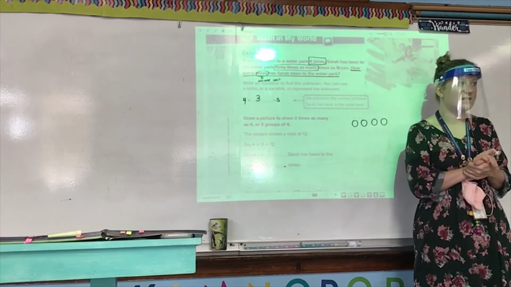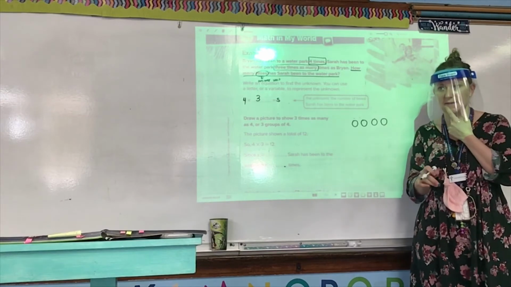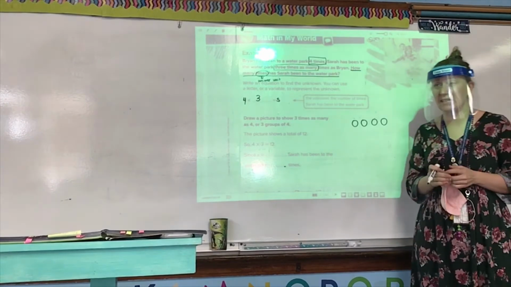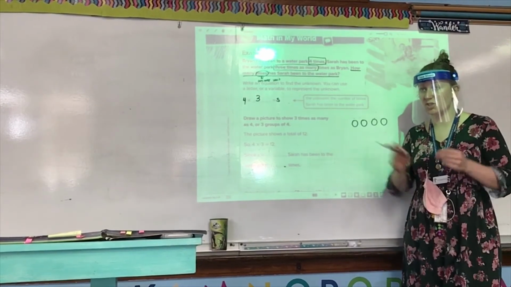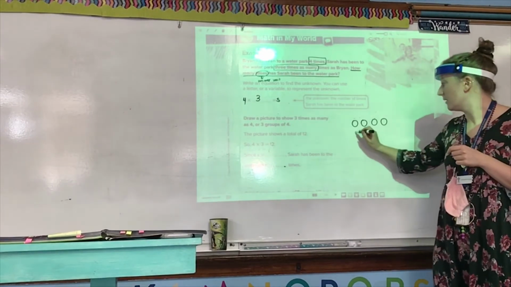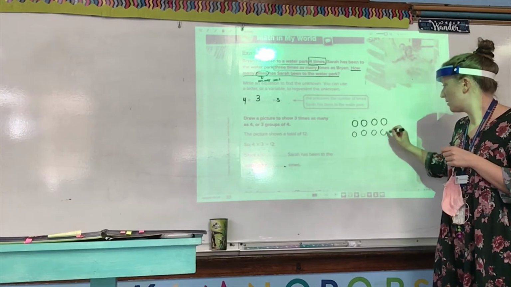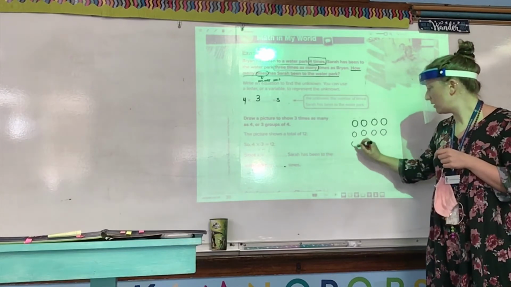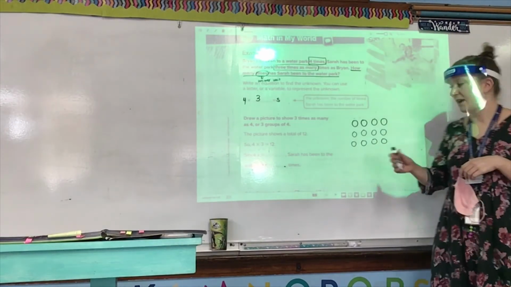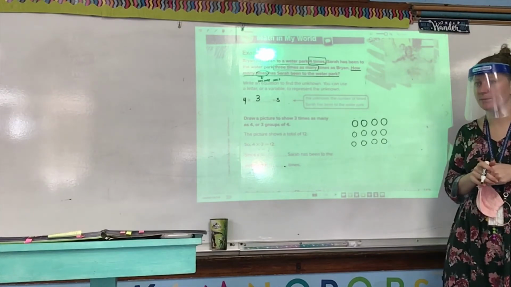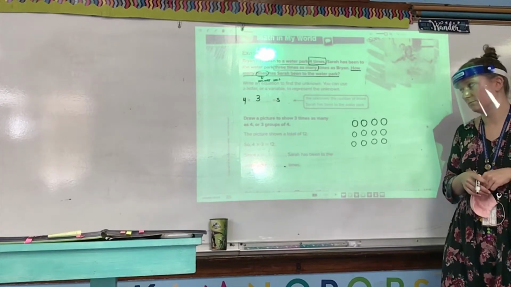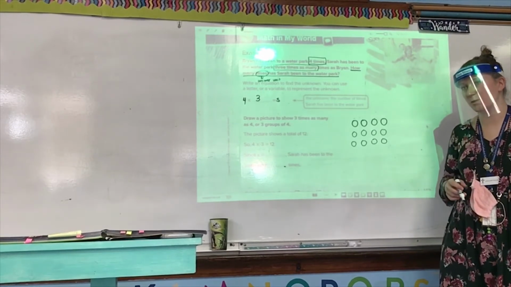How many times more has Sarah been than Brian? How many times more has Sarah been to the water park than Brian? Kingston? 3. Sit up, please. So how many times am I going to repeat Brian's times to show Sarah's? 3. So here's my first group, my second group of 4, and my third group of 4. How many counters do I have, Kingston?